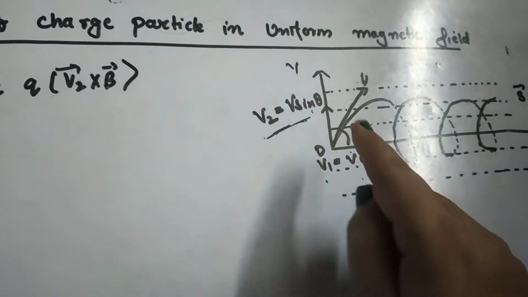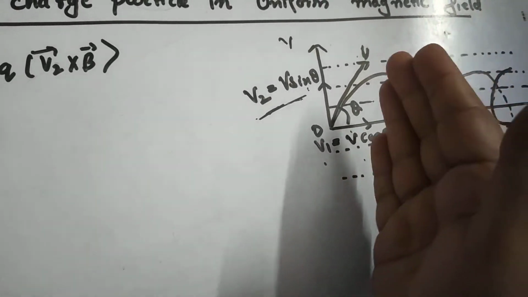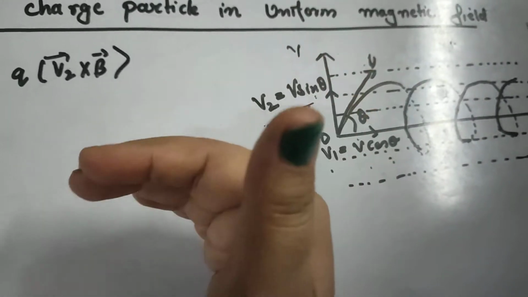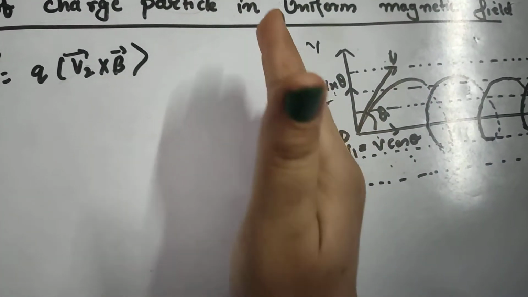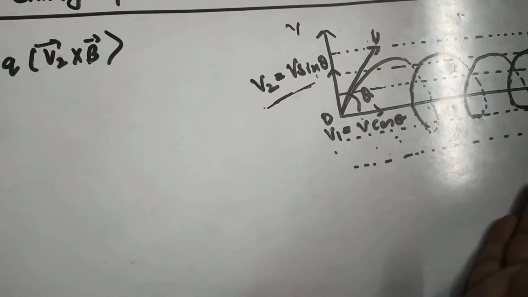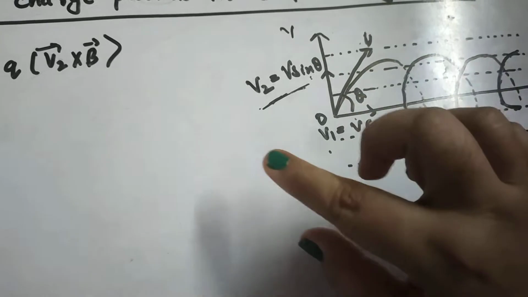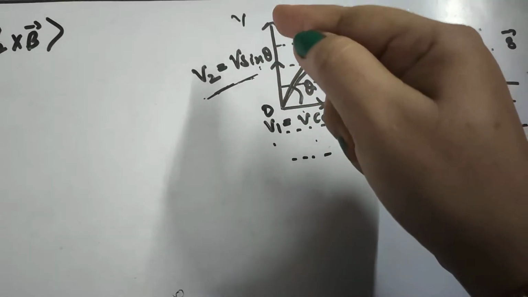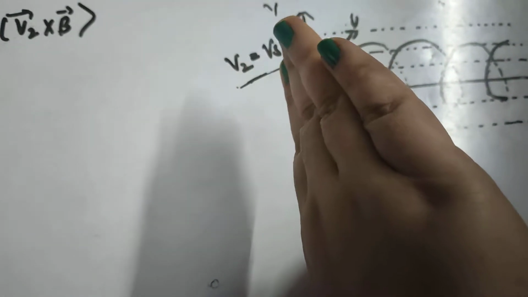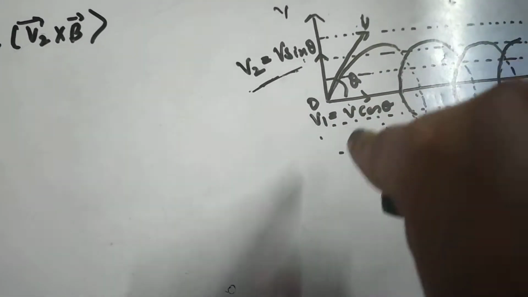directed inward. Suppose here it will be V2 and here V perpendicular to that, in that case upward direction. If B is along y-axis and V2 is along x-axis, in that case the direction of that force will be upward. But here the direction of B is along x-axis and V2 is along y-axis. So our thumb will point like this and the rotation of fingers curls from V2 to B. So the direction of force will be directed inward.